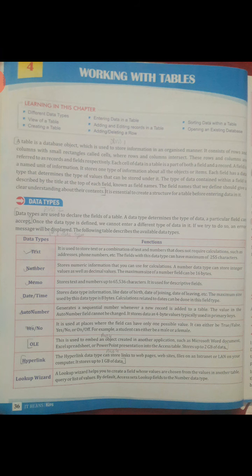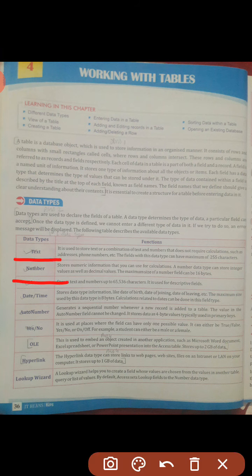That is a data type. If I am going to write age, age will always be a number. In that case, I have to take the number data type. Text, number, these are all data types, and it is compulsory for each and every field to define a data type. Okay, children, according to the table given on the screen, data types are there and their functions are also mentioned.